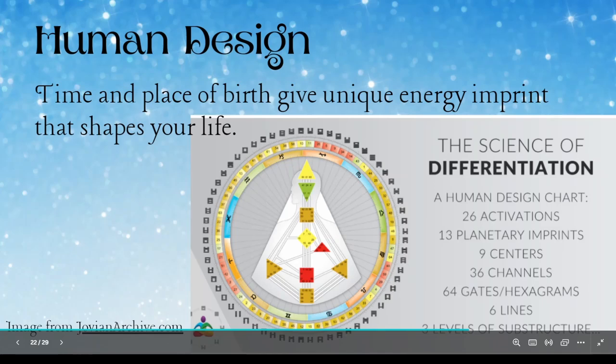On the side here, there's a list of things that make up this chart: 26 activations, 13 planetary imprints, 9 centers, 36 channels. It's very complicated. And the thing I found most frustrating so far is that I can't find a decent website that explains all of this stuff for free. You have to buy the specific readings and everything, and from what I've seen, it's not cheap.